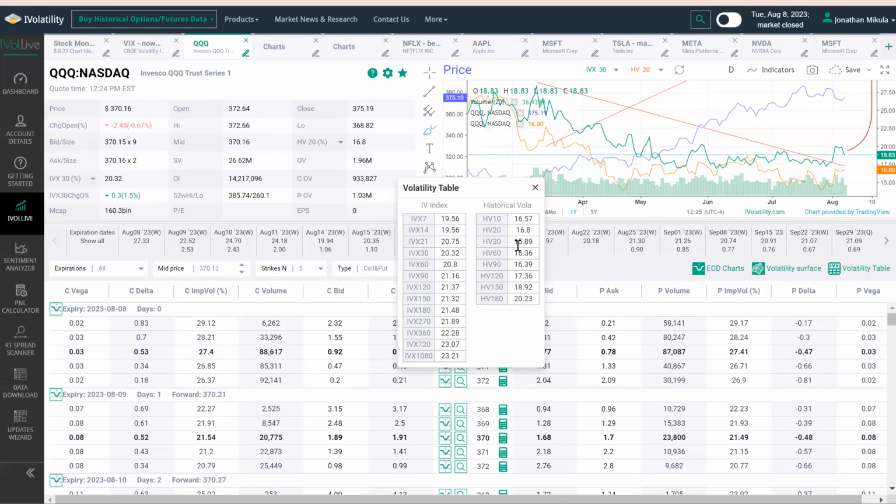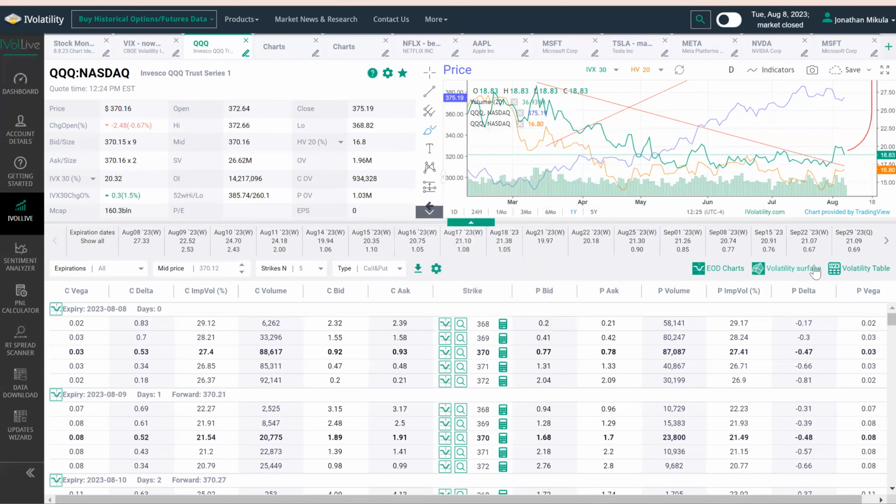But what's great about this is that you can look at discrepancies quickly. So if you see a huge spike in HV60 or an IVX60, for an example, if this was like 40 and everything else around it was in the 20s, something's going on here. The market is expecting something to happen around this 60-day marker. So that's another table I like to pull up.